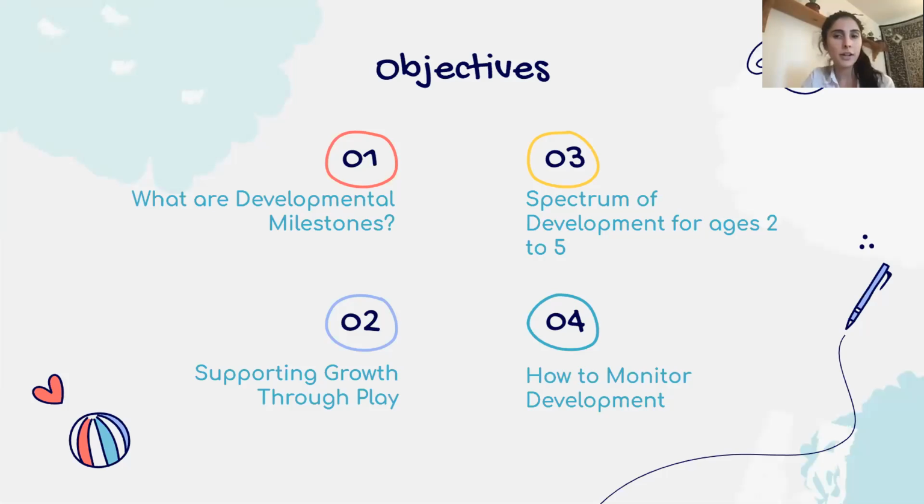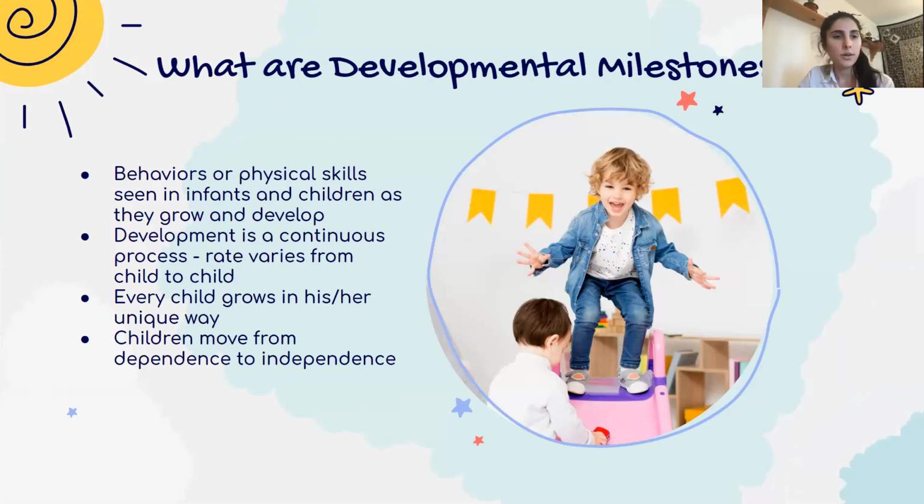Okay, so our objectives for today: we will cover what developmental milestones are, how we can support growth through play, the spectrum of development from ages 2 to 5, and how we monitor this development. So what are developmental milestones? They are behaviors or physical skills seen in infants and children as they grow and develop. The milestones are physical, cognitive, language, and social emotional. It is a continuous development and varies from child to child. Every child is different and grows in his or her own unique way. And this is where we see children starting to move from being dependent to independent.